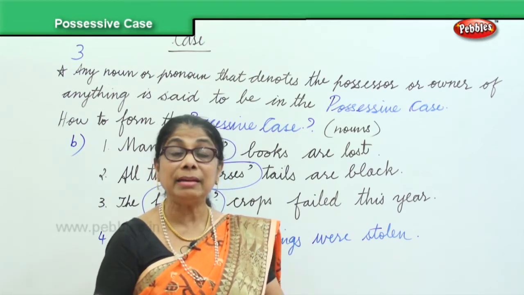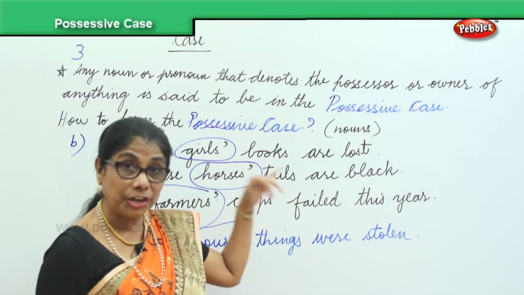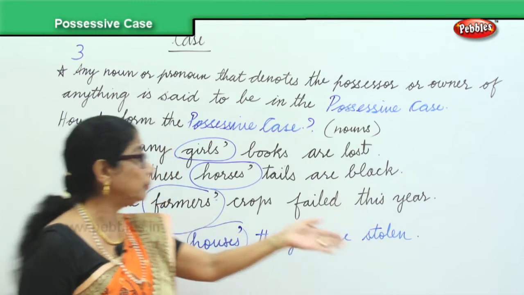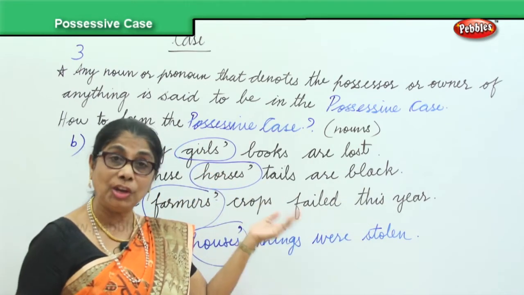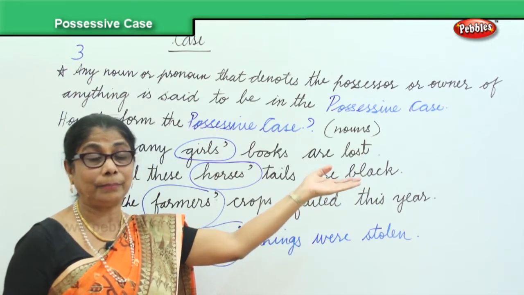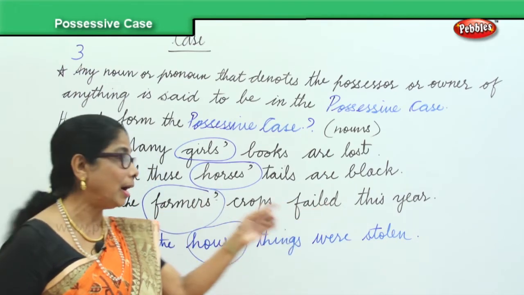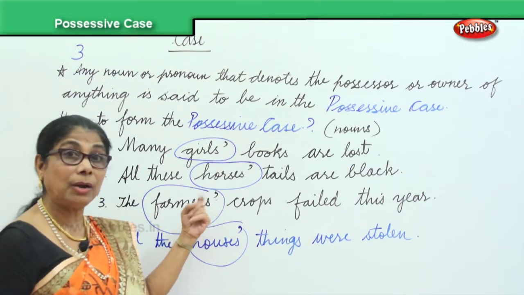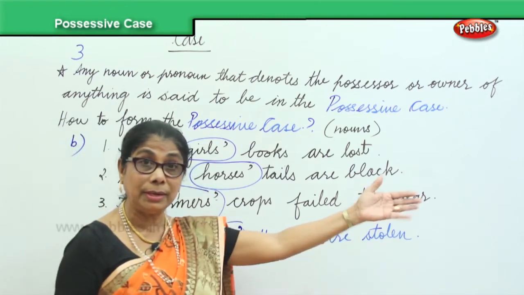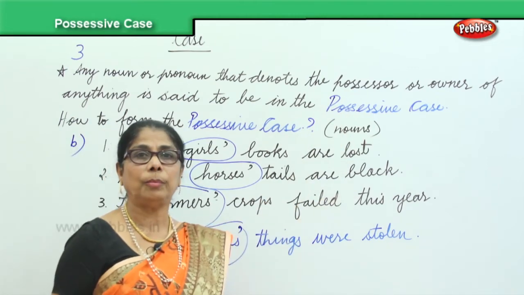Singular possession. Here the nouns are plural. Therefore, you will write girls and the apostrophe is outside, because all the girls' books were lost. When you say horses, many horses, the apostrophe is outside. All the horses' tails are black. When you talk about farmers, many, more than one farmer, the apostrophe comes outside. All their crops have failed. When you talk about houses, all the houses in the street, the apostrophe comes outside, and all the things were robbed or stolen, whatever.